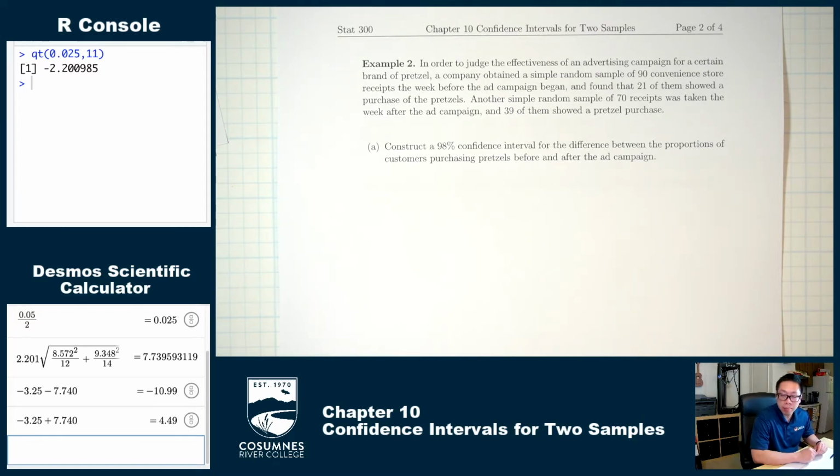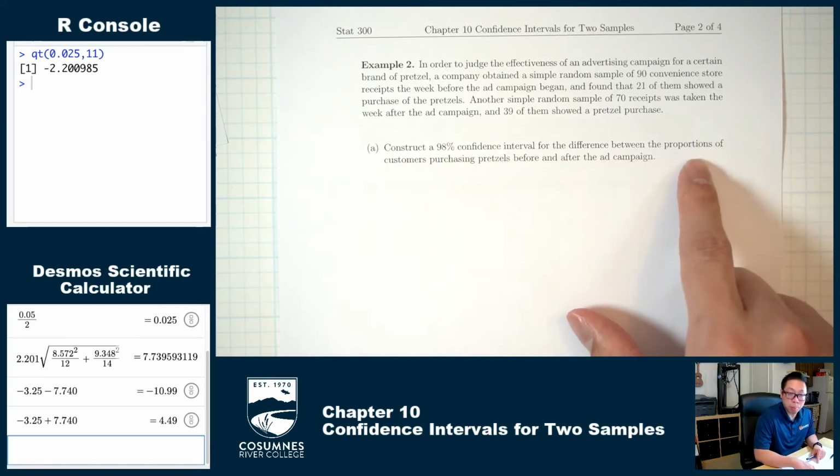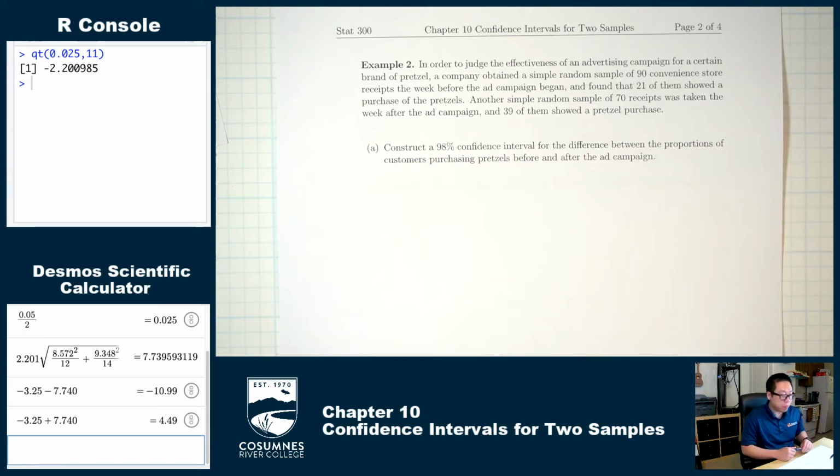Construct a 98% confidence interval for the difference between the proportions of customers purchasing pretzels before and after the ad campaign. First thing we need to decide is, are we talking about proportions or are we talking about means? Construct a 98% confidence interval for the difference between the proportions. This is for sure proportions. And then we have to decide whether we're talking about one proportion or two proportions.